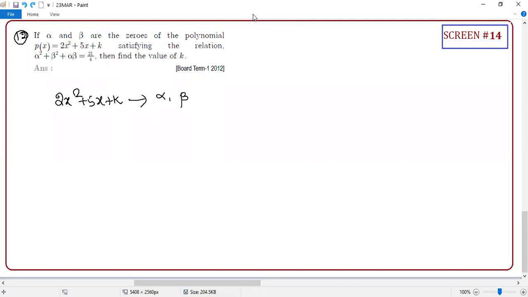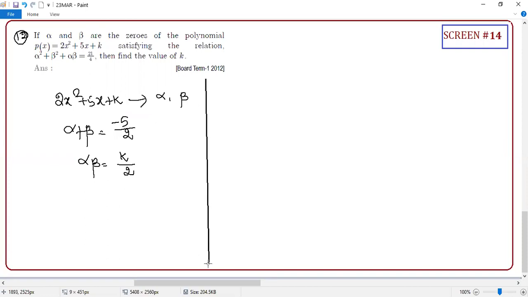No worries. Okay, I'm explaining. I'm just starting. Don't worry. So this given is alpha and beta zeros, which means immediately what you can find? Alpha plus beta, alpha into beta. Alpha plus beta is minus 5/2. Alpha into beta is K/2. Any doubt on this?